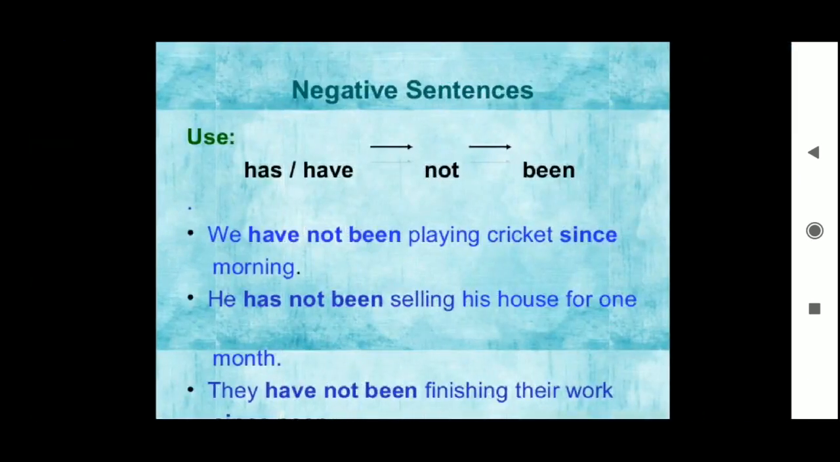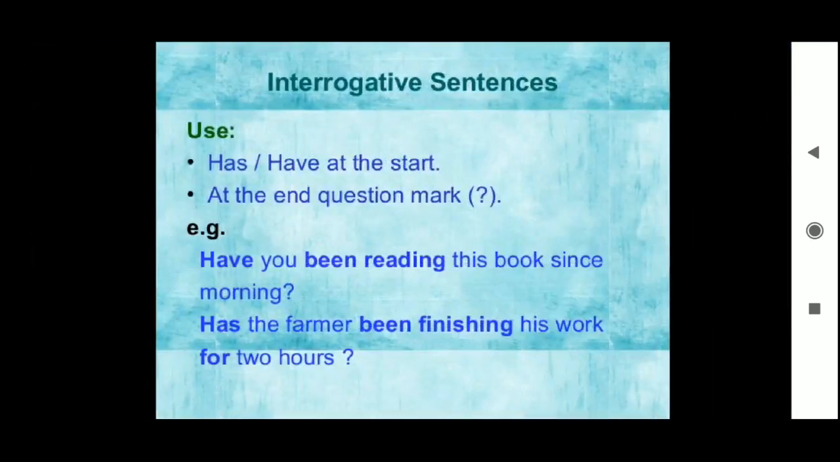In negative sentence, use has or have not, then been. We have not been playing cricket since morning. He has not been selling his house for 1 month. They have not been finishing their work. Now come to the interrogative sentence of present perfect progressive tense. Use has or have at the start, at the end question mark.